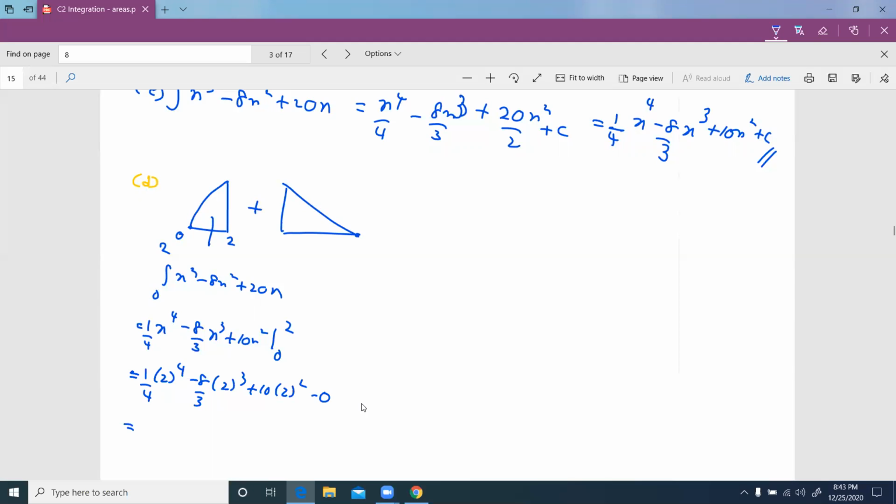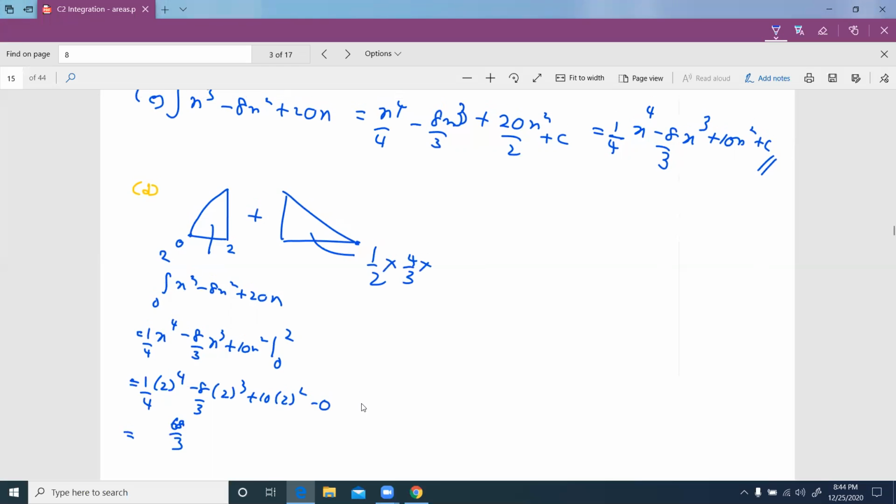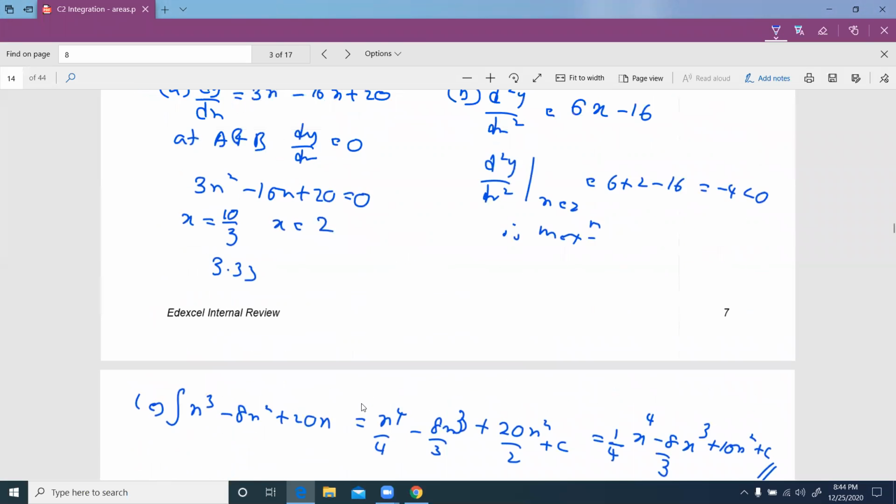Anyway, the substitution of 0 gives 0. So with that, you can get that it turns up into 68 over 3. So this is 68 over 3. And we already found this area, that is half base, 4 over 3, into perpendicular height. We already found it from this answer. I think we already found the area over here.